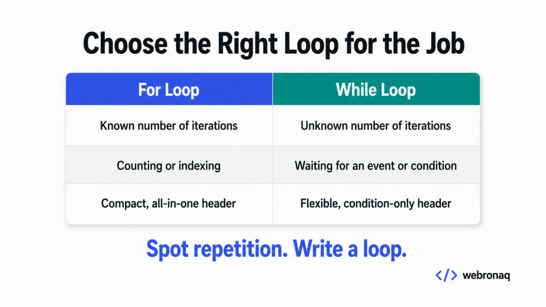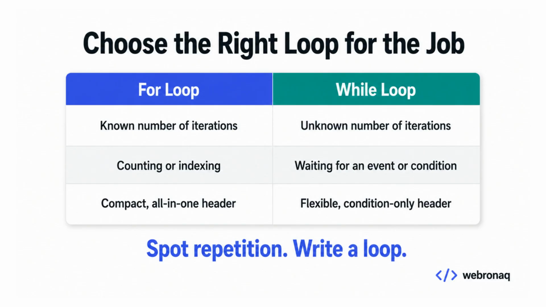So let's bring it all together. We started with the problem. Repeating the same code by hand is painful and brittle. A loop solves that by running a block of code repeatedly, as long as a condition is true. Each repetition is one iteration. The for loop is your go-to when you know the count up front. It handles initialize, condition, and update in one clean header.